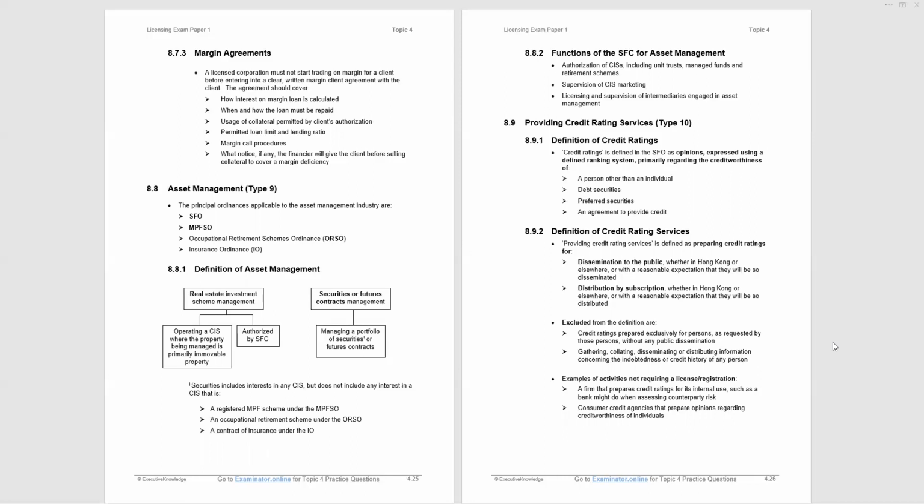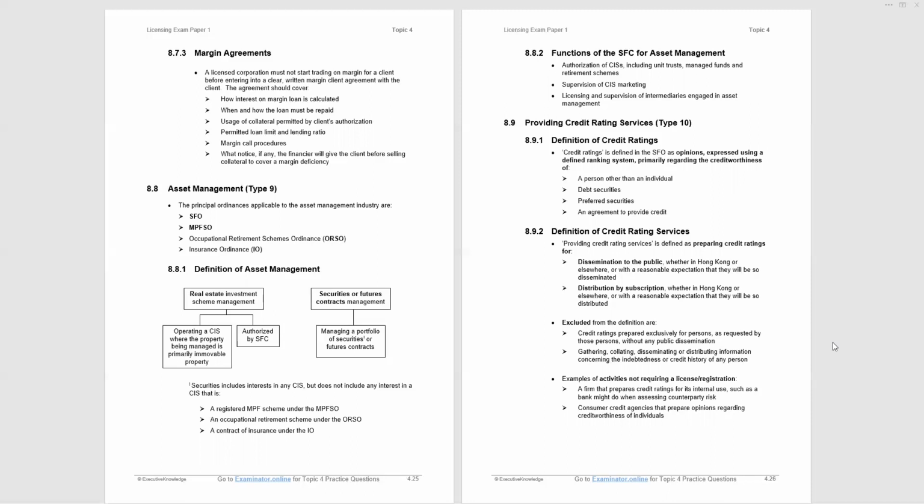schemes, and that's the most common for asset management: mutual funds, unit trusts. But the definition of securities does not include any interest in a registered MPF scheme, occupational retirement scheme, or contract of insurance. And you may say, well, why not? They sound like collective investment schemes. Yes, generally, I would agree. However, they are regulated by separate ordinances, the Mandatory Provident Fund Schemes Ordinance, ORSO, and the Insurance Ordinance.